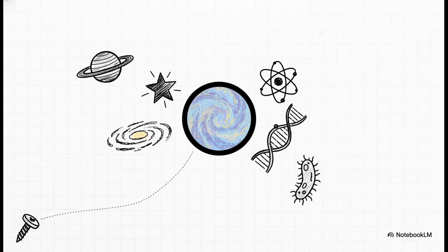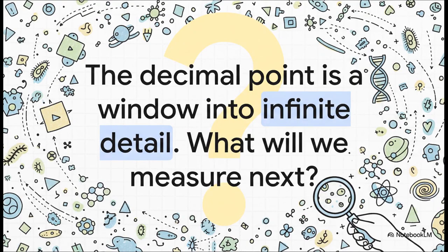And this really gets to the big idea here. We started with Sonu needing to find the right screw, and that journey has led us to this one humble dot, the decimal point. It's not just some punctuation in a math problem. It's a gateway into a world of infinite detail, from the size of an atom all the way to the distance to a star. Which leaves us with a final thought to ponder. This system gives us a window, a way to see and understand the infinitely small. Now that we have this incredible power to measure things we can't physically see, the only question left is, what will we choose to discover with it next?